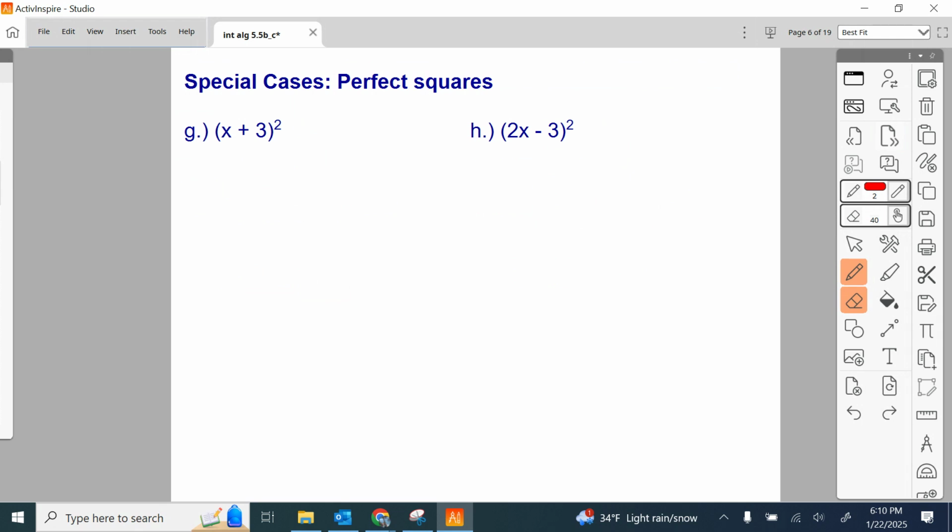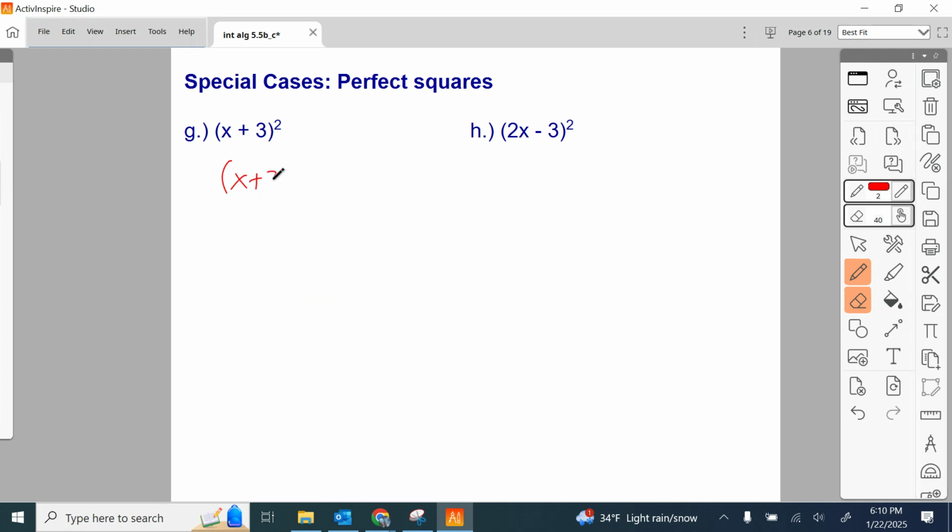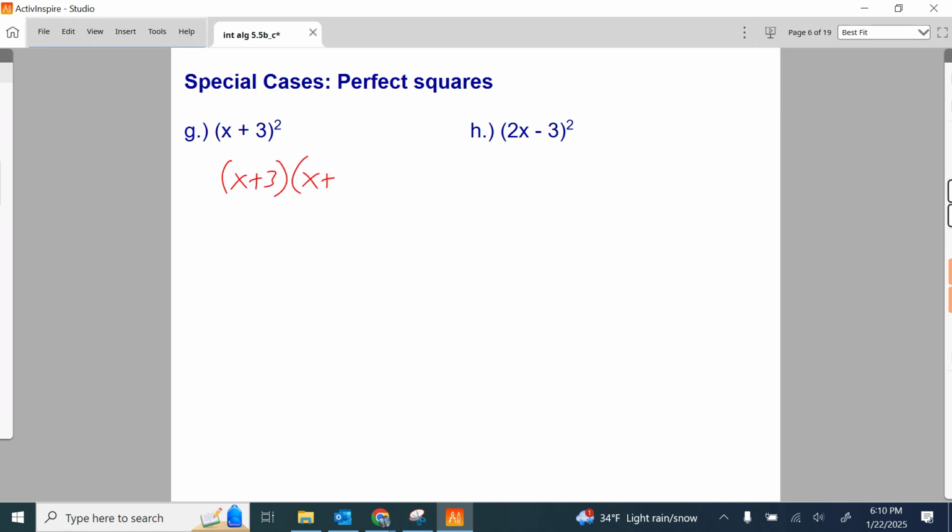Another perfect case that we're going to look at today are ones called perfect squares. So we have x plus 3 being taken to the power of 2. So what that power of 2 means is you're going to have two x plus 3's being multiplied together. Okay, so it's going to create x plus 3 times another x plus 3. All right, and it's going to create an answer for us, which is going to be called a perfect square trinomial, and we'll talk about what that means.